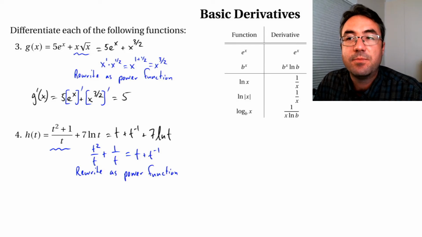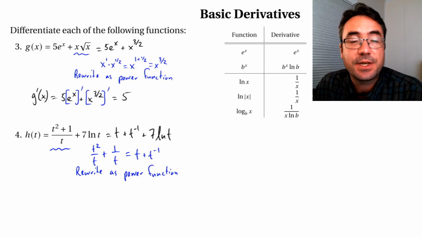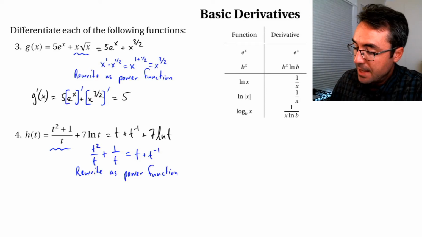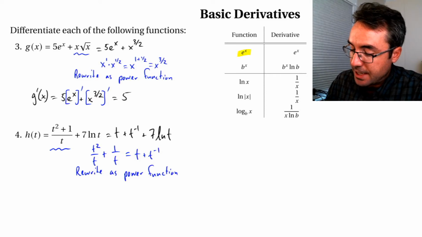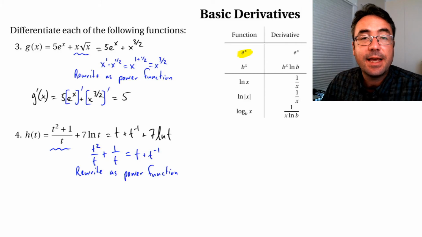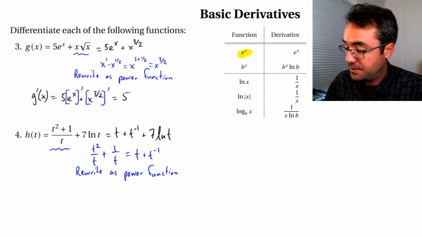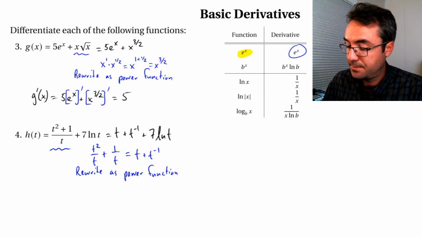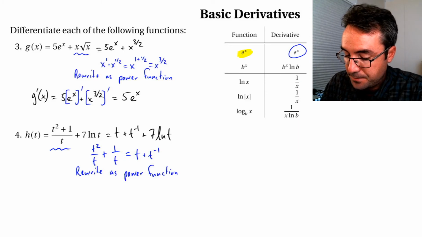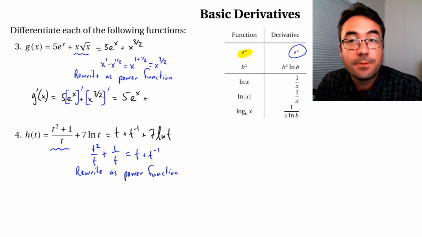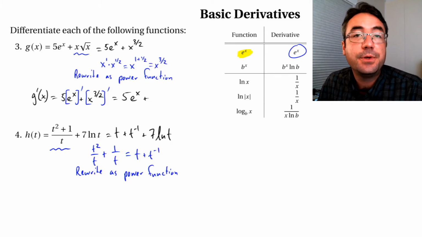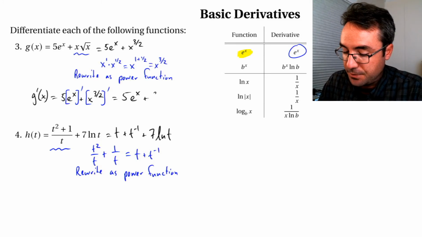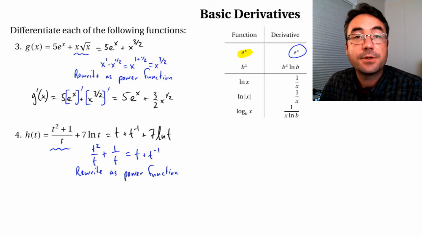So 5 is a constant multiple. It's outside of the brackets. We just kind of leave it be. E to the x, we go to our table, look up e to the x, and the derivative of e to the x, well, it's nice. It's just e to the x. So we fill that in. And then for the last term, that's just a power function, so we use the power rule. So 3/2 x to the 1/2 power. And there's our derivative.